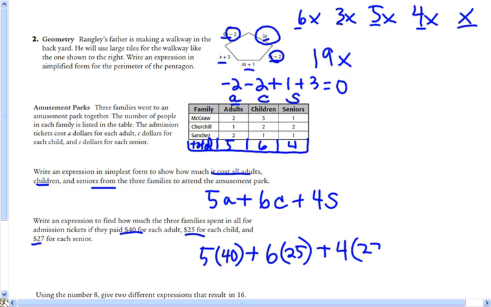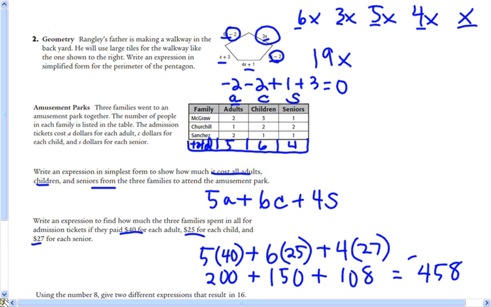which is $27. And if we do that, we're going to get 5 times 40 is 200, plus 6 times 25 is 150, plus 4 times 27 is 108. And if we add those all up, we get $458 for the whole family. All right?